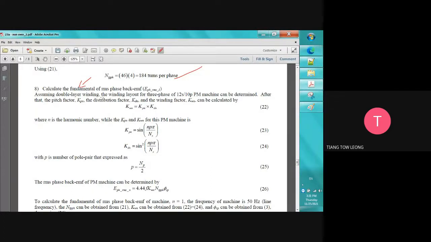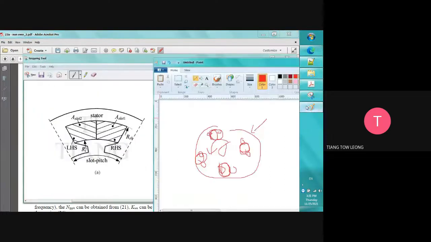For example, back EMF actually has a lot of harmonics inside. But we're only interested in the fundamental, which is n equals to 1. I'm not sure, do you still remember about harmonics or not?